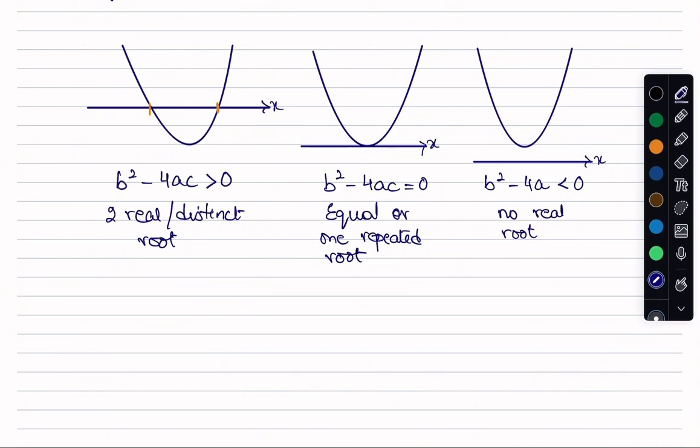The discriminant, again, holds great significance in telling us about the roots of the quadratic curve with respect to the x-axis. So let's solve some examples to understand this discriminant more clearly.